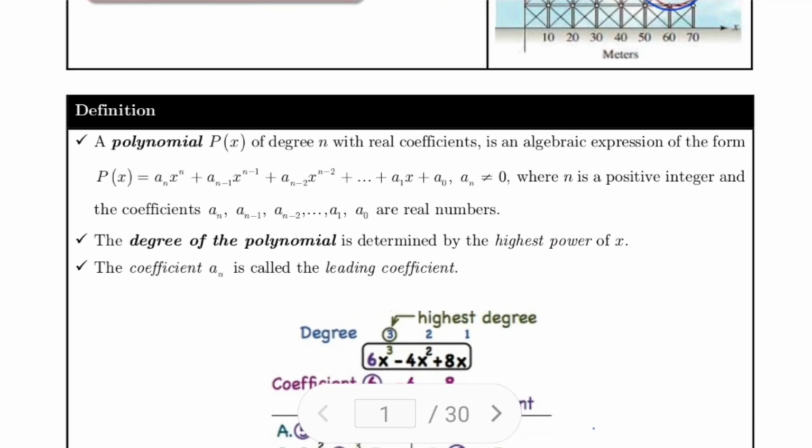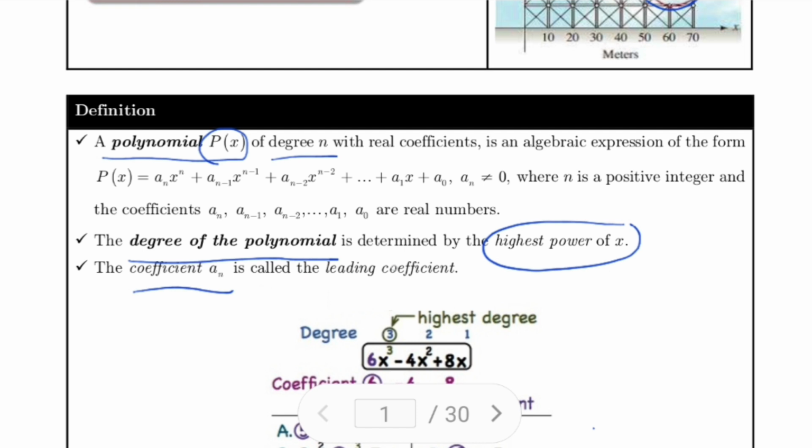So by definition, a polynomial, usually denoted by capital P(x), of degree n with real coefficients, is an algebraic expression of the form P(x) equals a_n x^n plus a_(n-1) x^(n-1) plus so on up to plus a_0. a_n is not equal to 0, where n is a positive integer, and the coefficients are real numbers. Degree of polynomial is determined by the highest power of x. Coefficient a_n is called the leading coefficient.